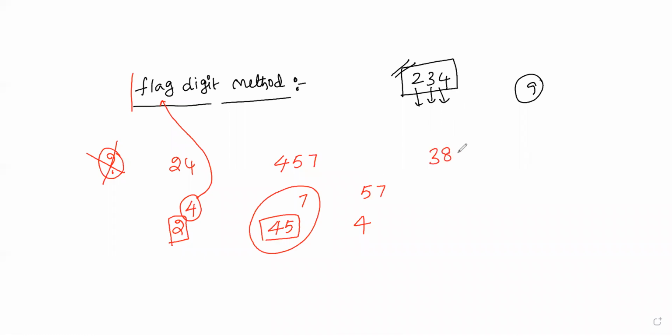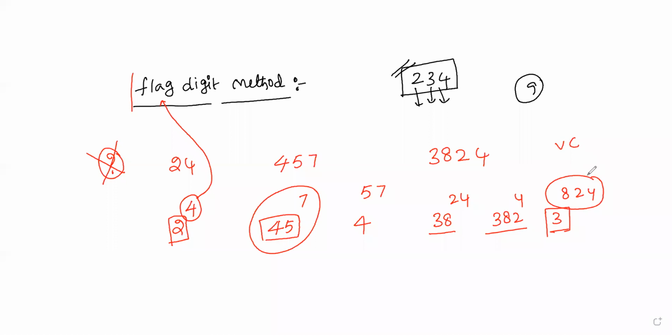Suppose 3, 8, 2, 4 is there. Let us assume. You can take 38, 24 also, or else you can take like this also, or else you can take like this also. So which one is it? 38 table or 382 table or 8 table? Which one is easier? 3 table is easier. So I am preferring this one. So this will be the multiplicand. So we are applying the VC method on these digits. This is clear then? It is clear? Yes.